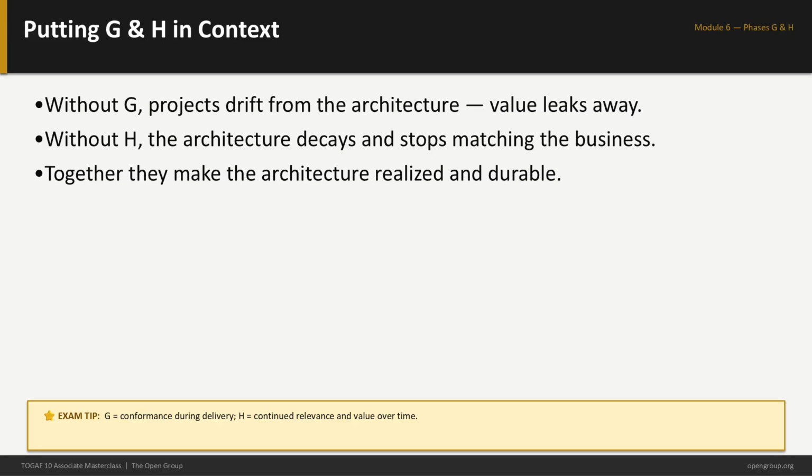Let's step back and see why these 2 phases matter so much. Without phase G, implementation projects gradually drift away from the architecture, and the value you carefully designed in leaks away unnoticed. Without phase H, the architecture slowly decays, it keeps describing the organization of yesterday while the business of today moves on. Together, G and H make the architecture both realized and durable, built faithfully, and kept relevant. So the contextual takeaway is this: G ensures conformance during delivery, and H ensures continued relevance and value over time. Both are essential to real impact.